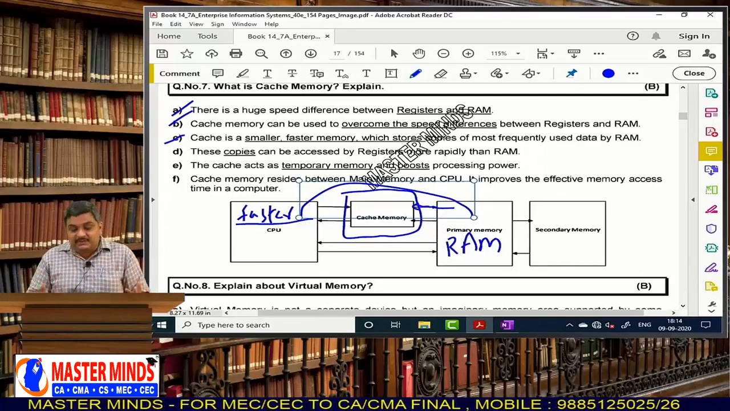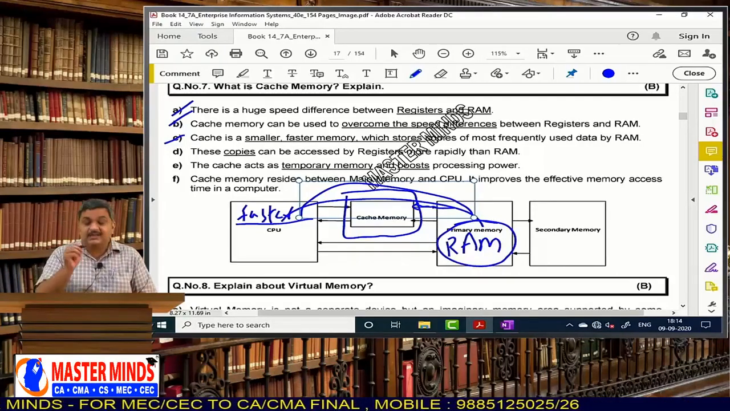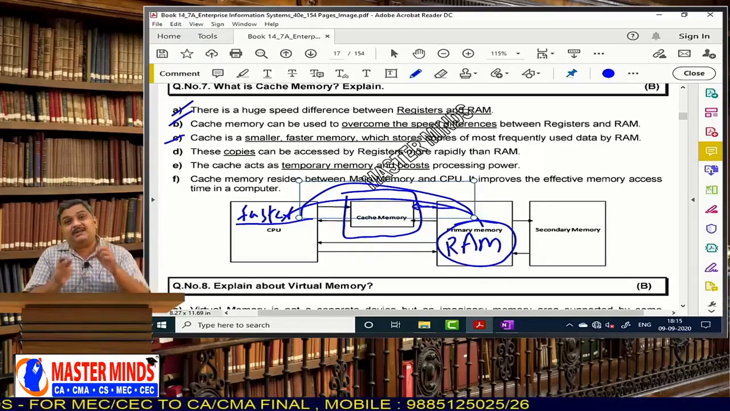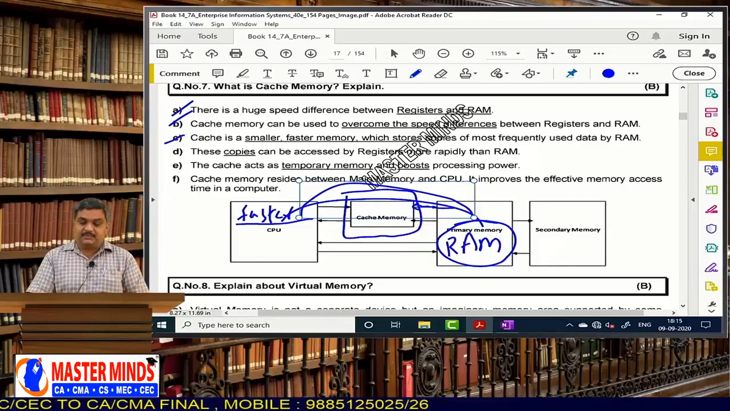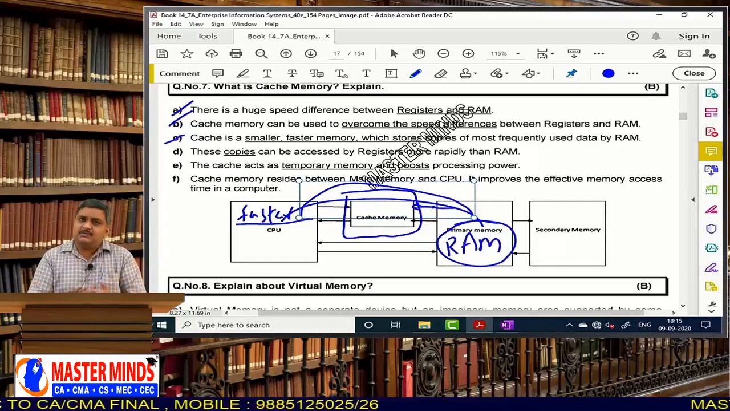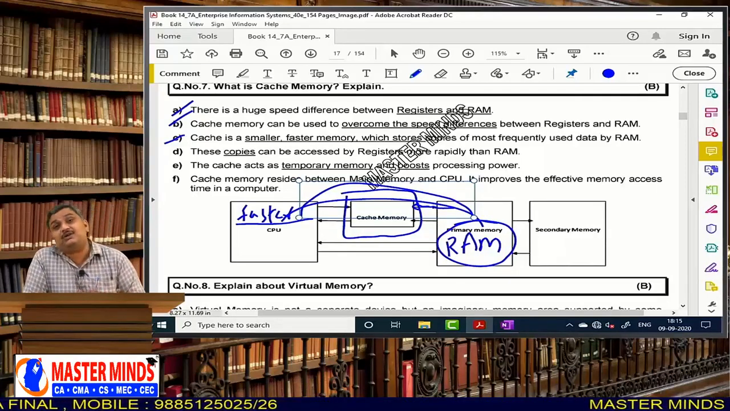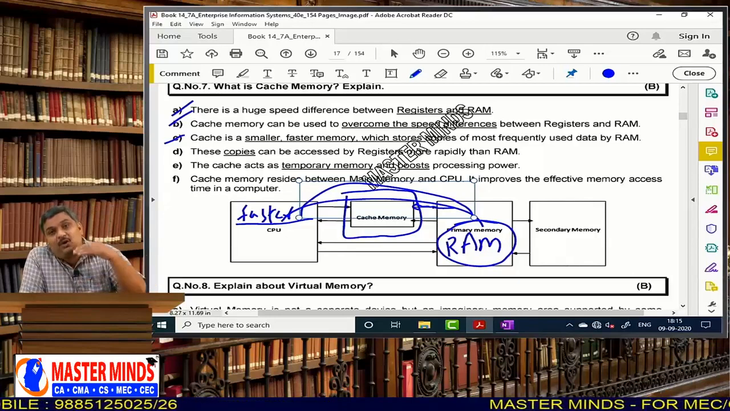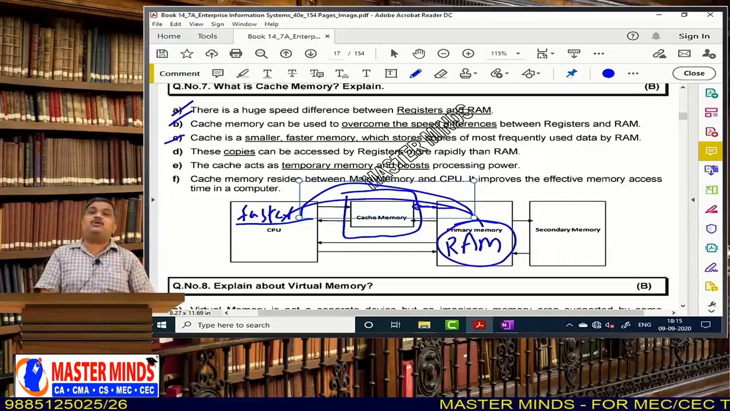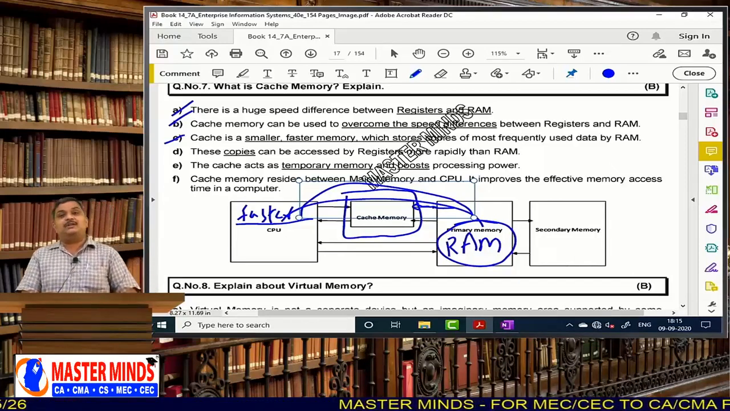CPU should get the data immediately. So sometimes the original RAM may not give the data that is required by the CPU. So at that time, the cache comes in between and gives the data to the CPU. And as cache memory is also a kind of RAM, it is also volatile. That means when you put off the system, all the content in this cache memory will also be vanished. Okay. So that is about cache memory.